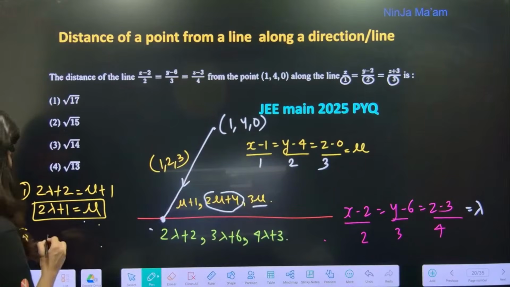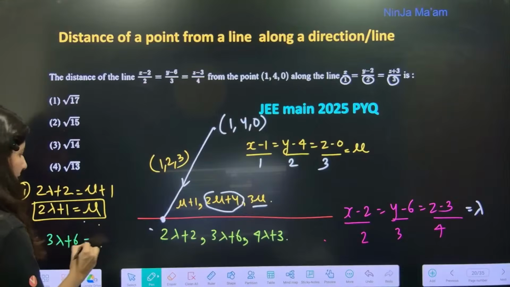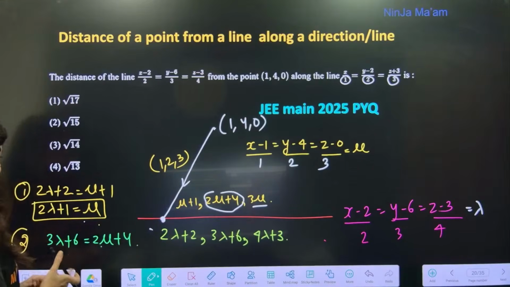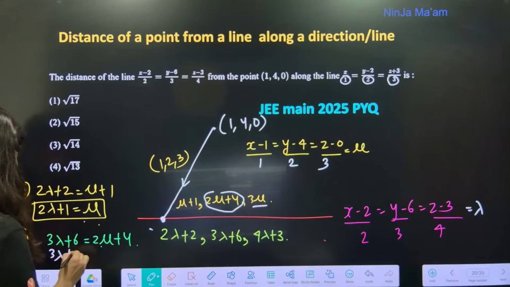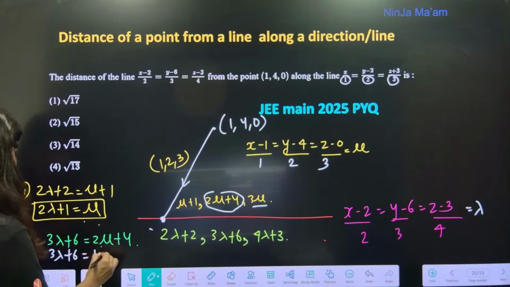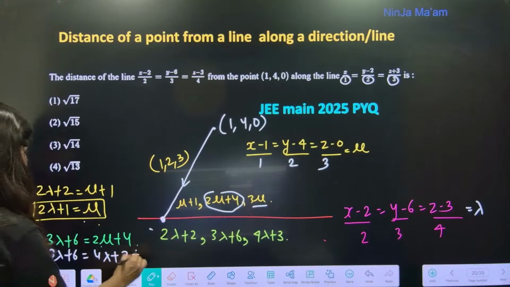Second, 3 lambda plus 6 is equal to 2 mu plus 4. Okay, so now if you put the value of mu, 3 lambda plus 6 is equal to 2 mu plus 4. So 2 mu will be what? 4 lambda plus 2, plus 4, which is 6.